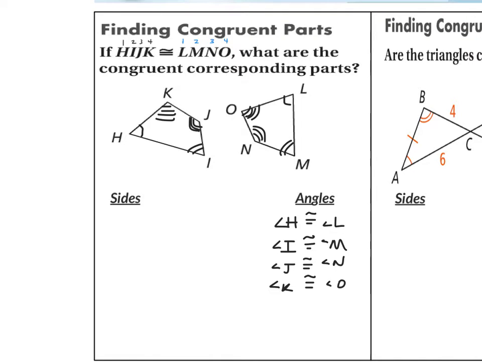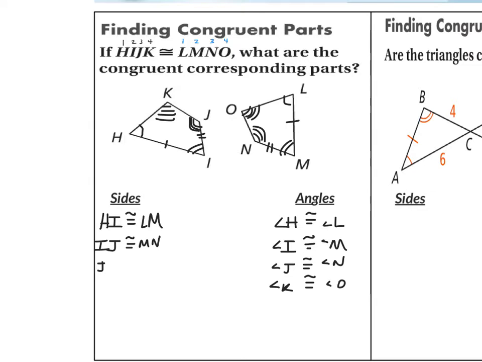Now, the sides. Let's start with H and I. H and I is 1 and 2. Side HI is going to be congruent to 1 and 2 from the other name, which happens to be L and M. So HI is going to get 1 mark. LM is going to get 1 mark. Then let's go 2 and 3. IJ is going to be congruent to side MN. IJ is going to get 2 marks, and MN is going to get 2 marks.